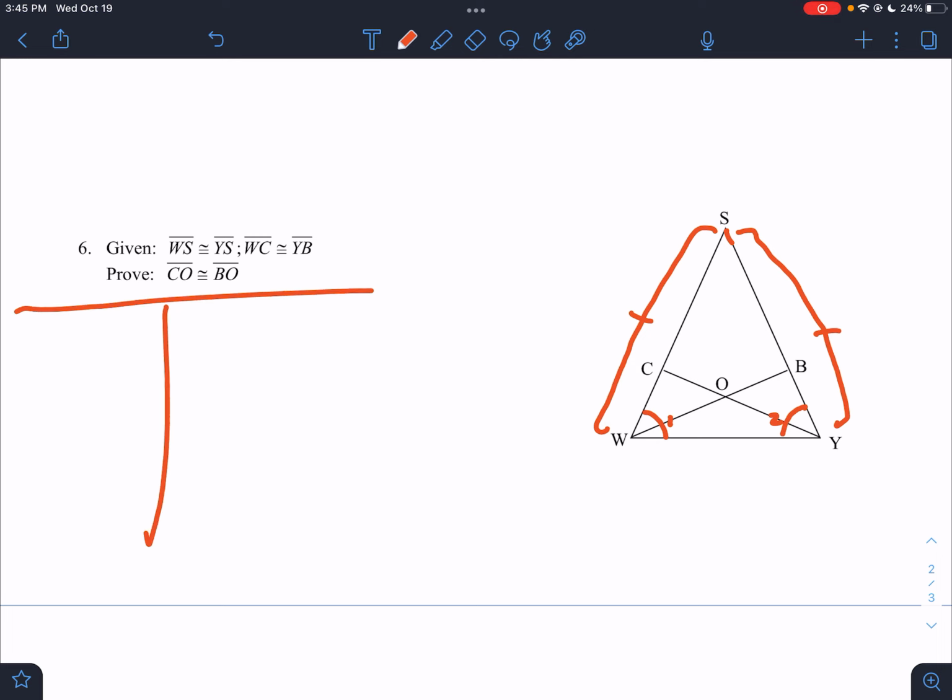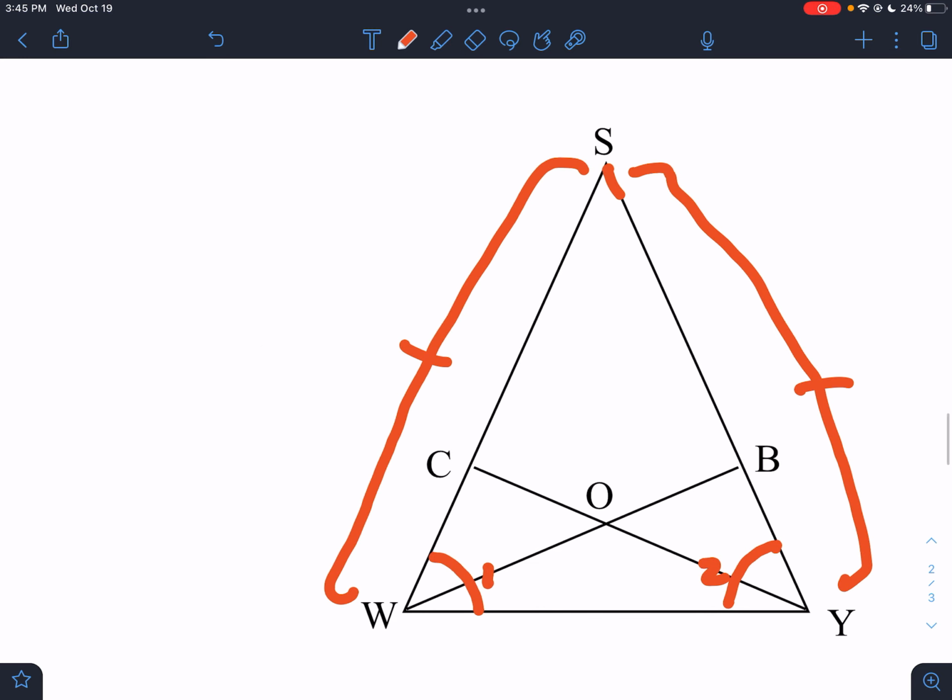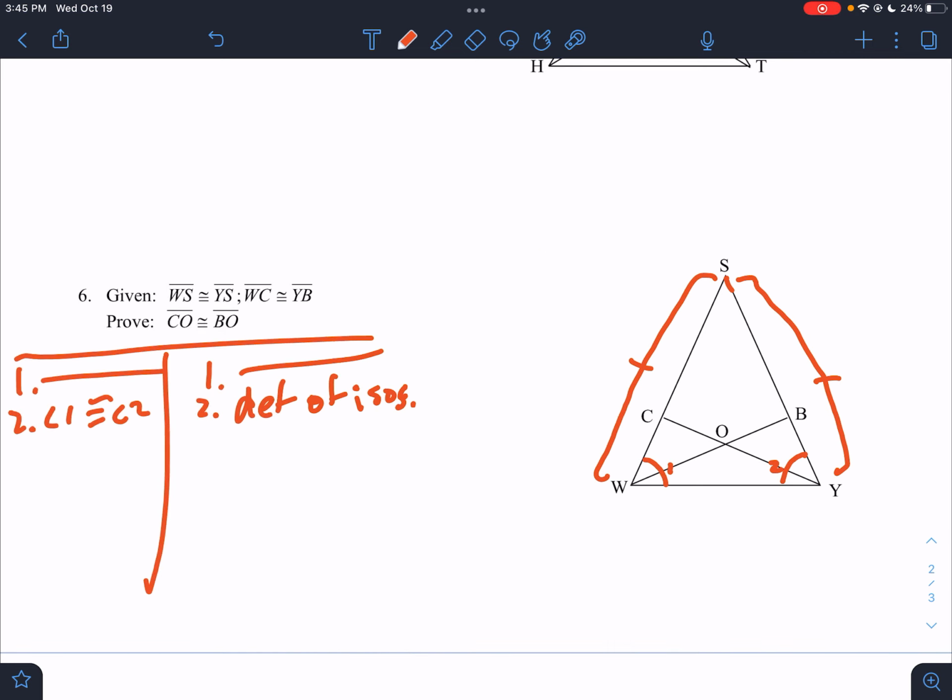So I'm going to put that in my proof. I don't know if I need to use it, but it doesn't hurt to put it in my proof. And it's not technically true. I'm just going to say definition of isosceles. We're going to cheat a little bit here as well. Technically, you would have to establish that SWY is an isosceles triangle because the base angles are congruent. Then we could say this, but we're just going to skip that step. We're going to say definition of isosceles.